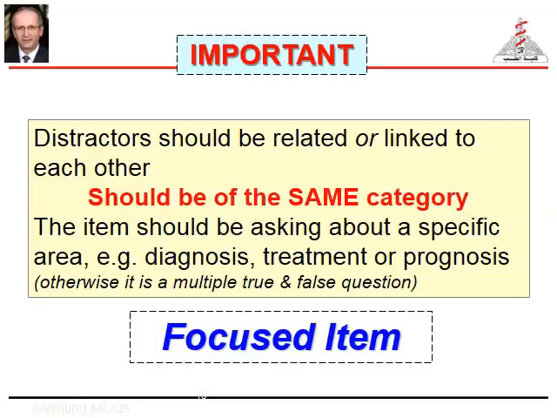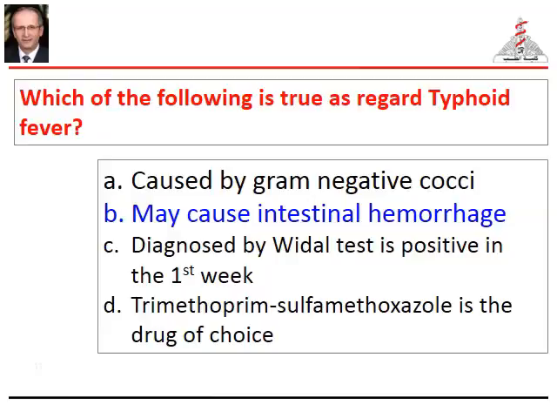I'm going to give you an example. This is a typical example of an unfocused question. Which of the following is true as regards typhoid fever? A, caused by gram-negative cocci. B, may cause intestinal hemorrhage. C, diagnosed by Vidal test, which is positive in the first week. D, trimethoprim-sulfamethoxazole is the drug of choice.